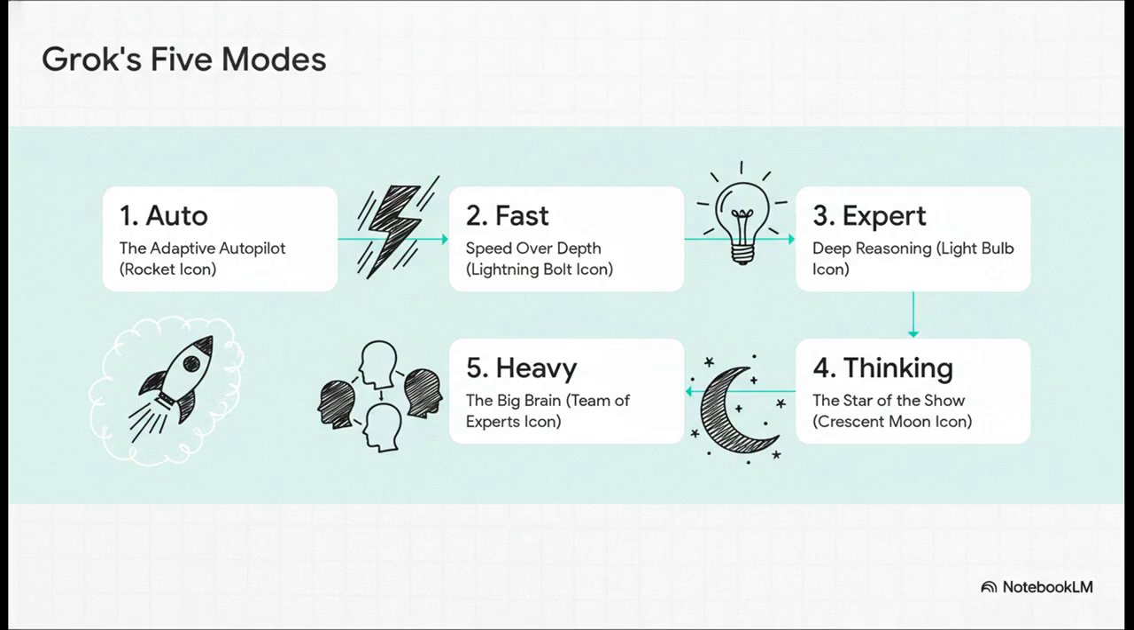If you look over on the right side of your prompt bar, you'll see a little icon, probably the rocket for auto mode. Go ahead and click that, and it opens up the entire toolkit. You've got auto, the autopilot, fast, which is all about speed over depth, expert for that deep thinking mode, which is honestly the star of the show right now, and finally, heavy mode, the big brain for huge jobs. So let's break down exactly when to use each of these.